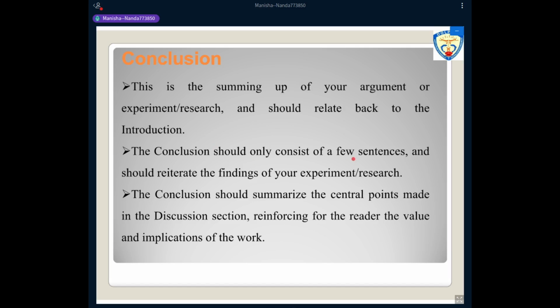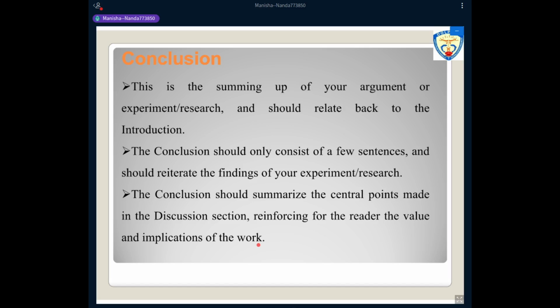The conclusion should only consist of few sentences and should reiterate the findings of your experiment or research. The conclusion should summarize the central points made in the discussion section, reinforcing for the reader the value and implications of the work. So it should be just a gist, a few sentences, two, three, or four sentences, so that one should understand what could you conclude from that particular research.